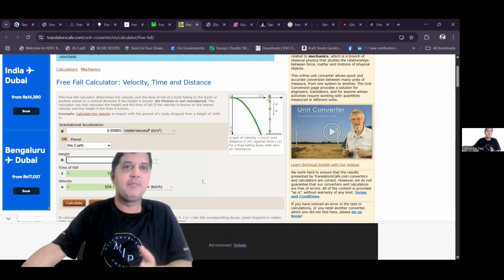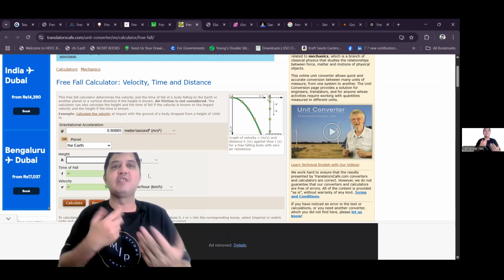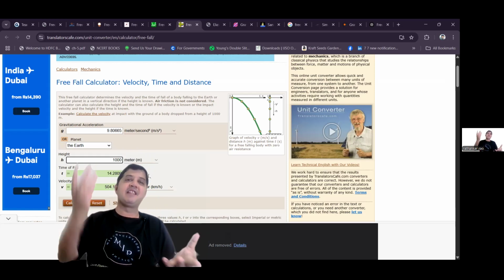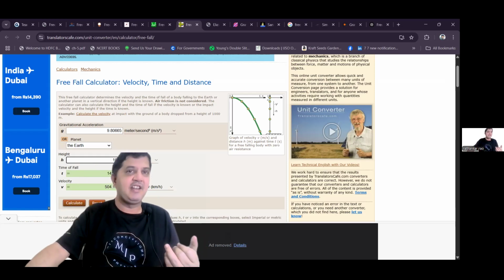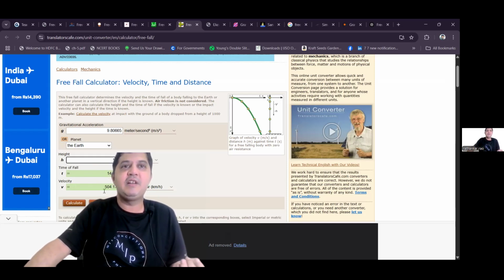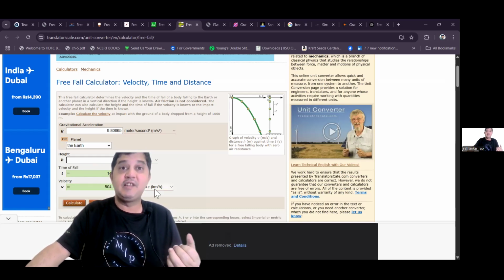Usually, it doesn't take 14.28 seconds. It takes much larger than that. Why? The reason is that there is air resistance. But in an ideal condition, in a vacuum, this is what can happen. And the velocity in a vacuum will be around 504 kilometers per hour.